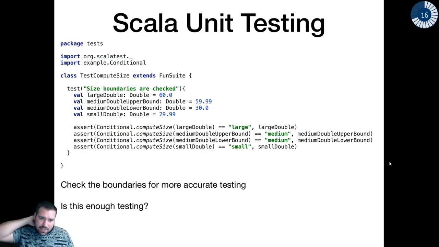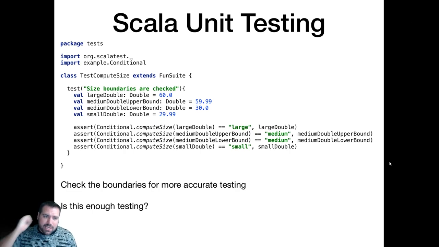So this is a bit more testing. We want to make sure that a 60 right on the boundary is going to be a large. We want to make sure that the endpoints of the medium boundary are going to be medium, and the largest small should also be considered small. So now we're getting right up against those boundaries, testing those boundaries, and that incorrect solution from the previous slide is now going to fail.